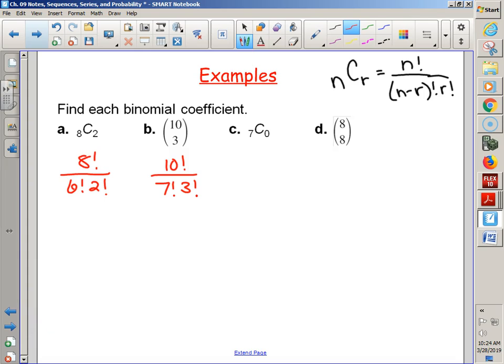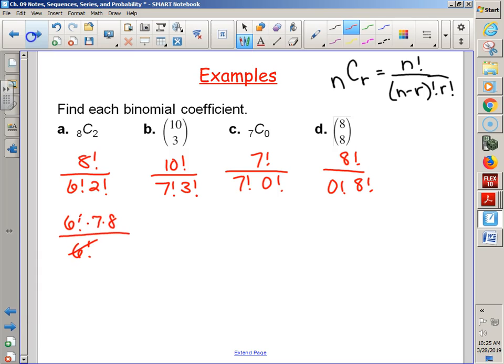How about this one? 7C0. 7 minus 0 would be 7, and then this one would be 8 factorial over 8 minus 8. 8 minus 8 would be 0 factorial times 8 factorial. Now, we do need to simplify. Do you guys see why I would make this one 6 factorial times 7 times 8? Because the 6 factorials can go away, and then I have 1 times 2. Do you guys see how this is just going to end up being 28? Because I can reduce.